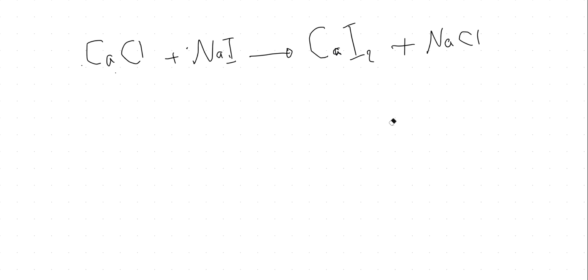The first thing I will do is write the elements that I have. I have calcium, I also have chlorine, I have sodium, and I also have iodine. Are there any other elements here? I didn't see any. I just write what I have in the reactant side, because what I have in the reactant side, I must have in the product side.